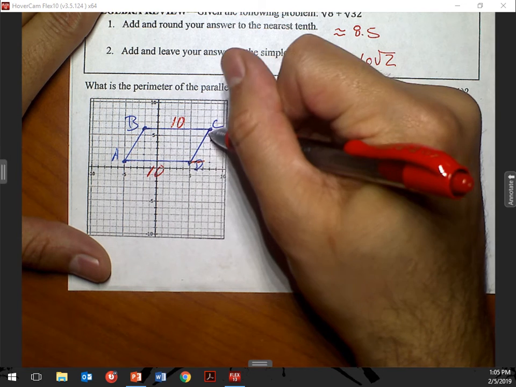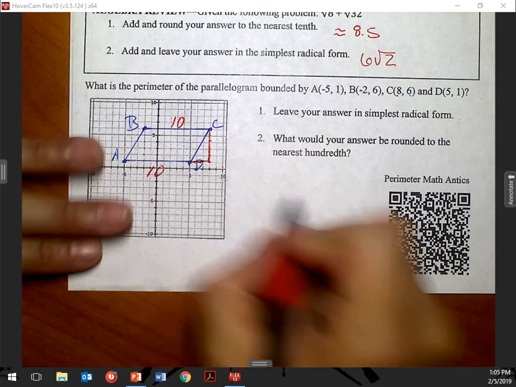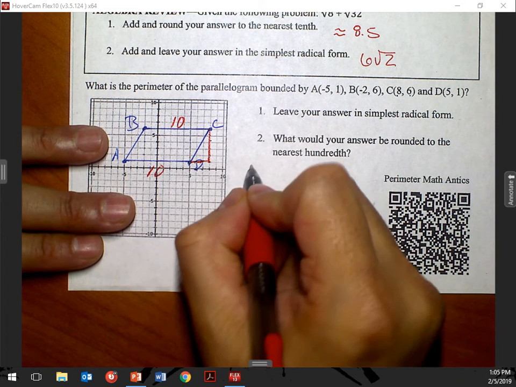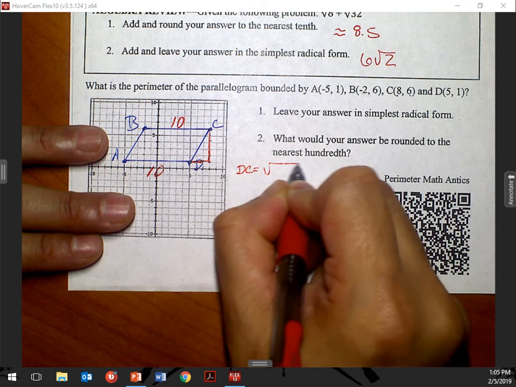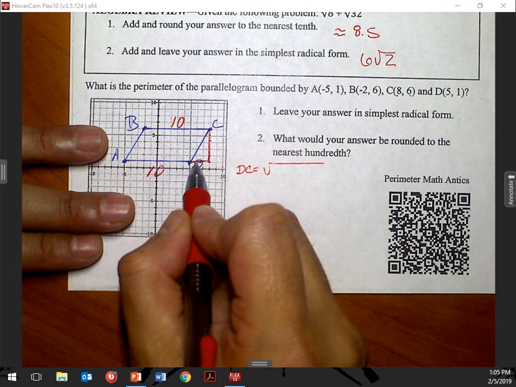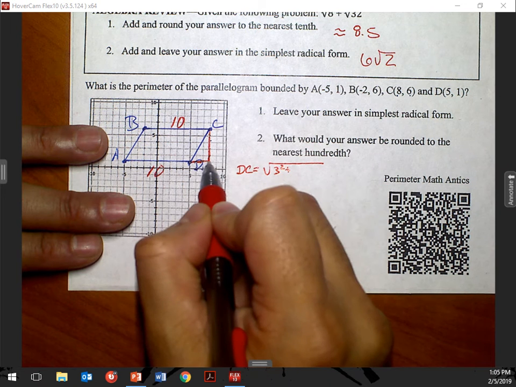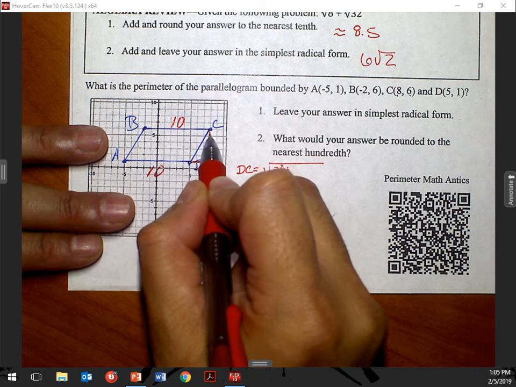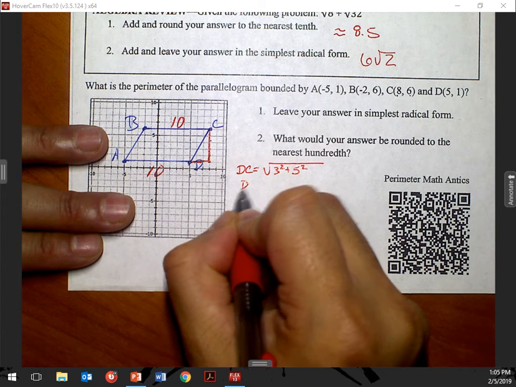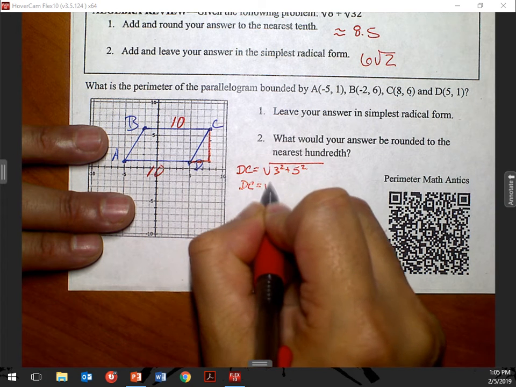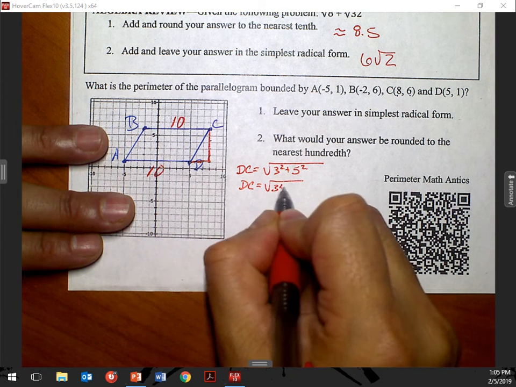Let's box them off. So let's take a look. My delta x is 1, 2, 3. Delta y, 1, 2, 3, 4, 5. So DC equals the square root of 9 plus 25, 34.